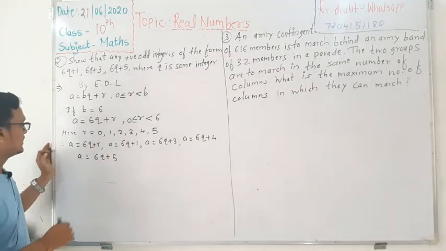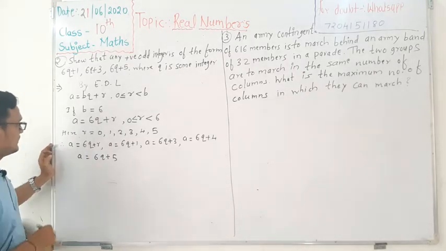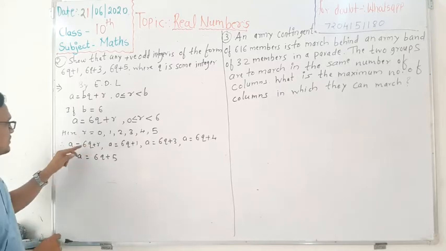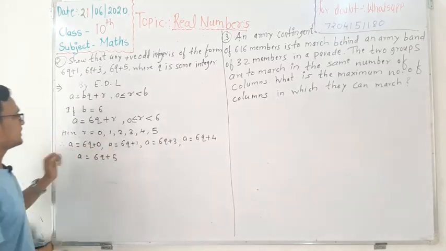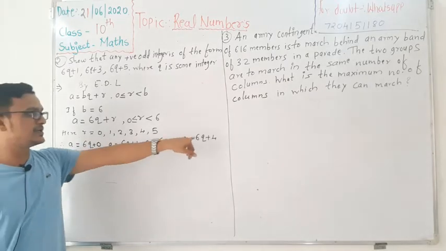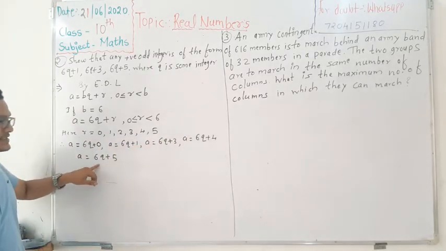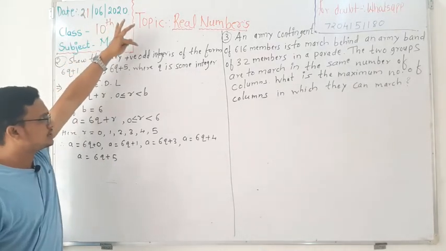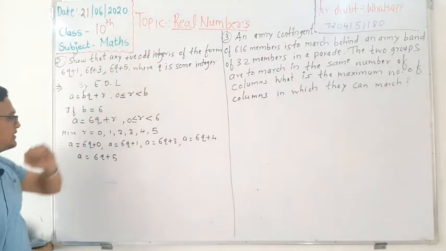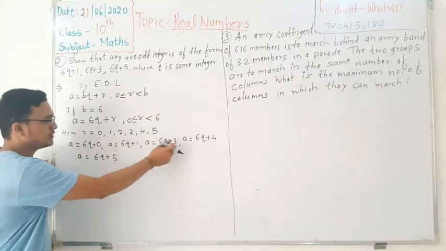So here we have the integers now: 6q plus 0, 6q plus 1, 6q plus 3, 6q plus 4 and 6q plus 5. What we have to show? Any positive odd integer. Okay. So among this, I think 1, 2, 3, 4, 5.